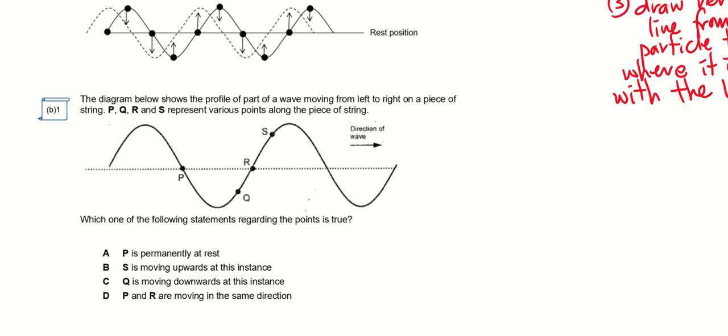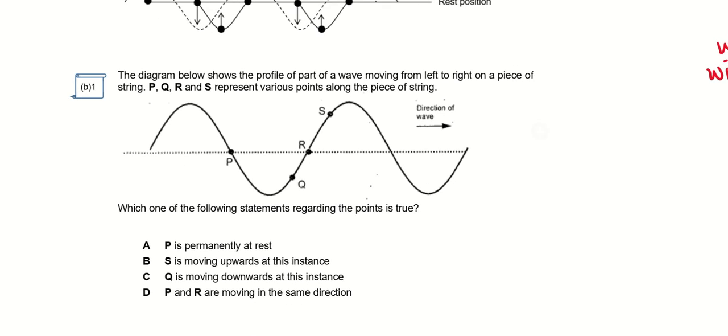It shows the profile of part of a wave moving from left to right. So the wave direction is left to right. In order to solve this, what must I do? Draw the next wave, right?